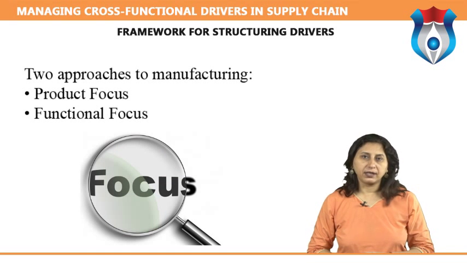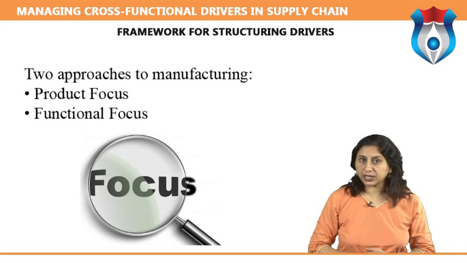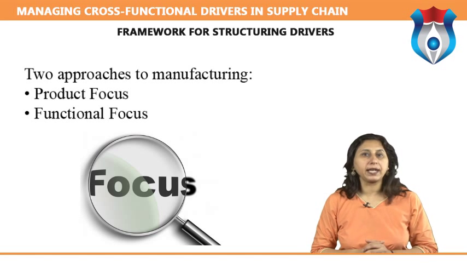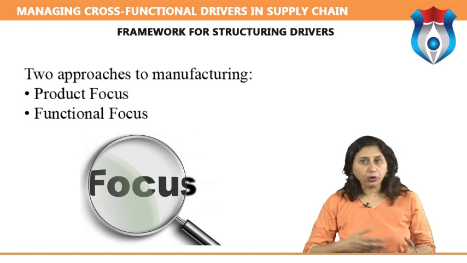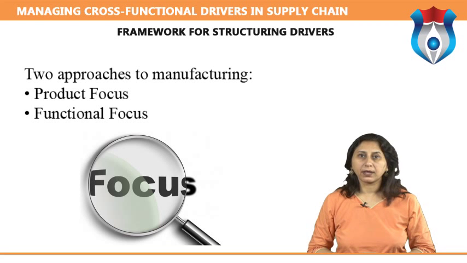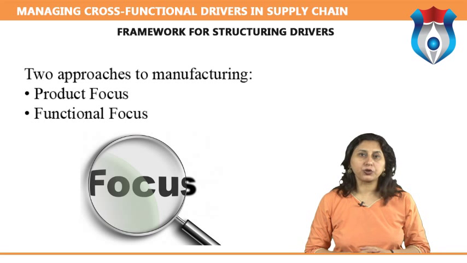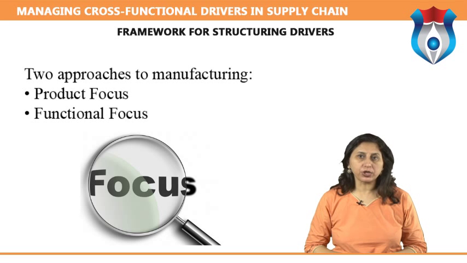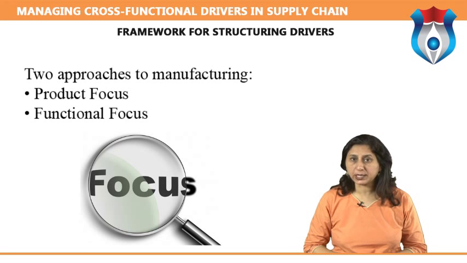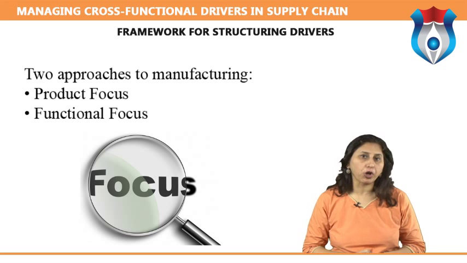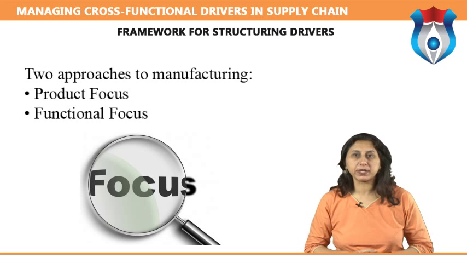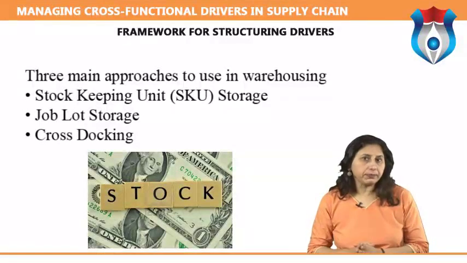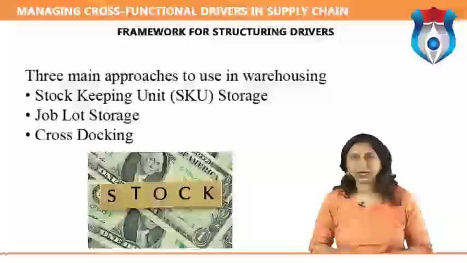Functional focus. A functional approach concentrates on performing just a few operations, such as only making a select group of parts or only doing assembly. These functions can be applied to making many different kinds of products. A product approach tends to result in developing expertise about a given set of products at the expense of expertise about any particular function. There are 3 main approaches to use in warehousing.